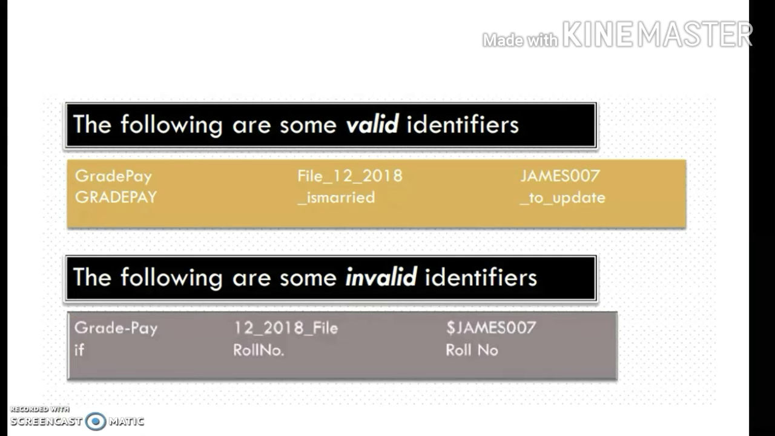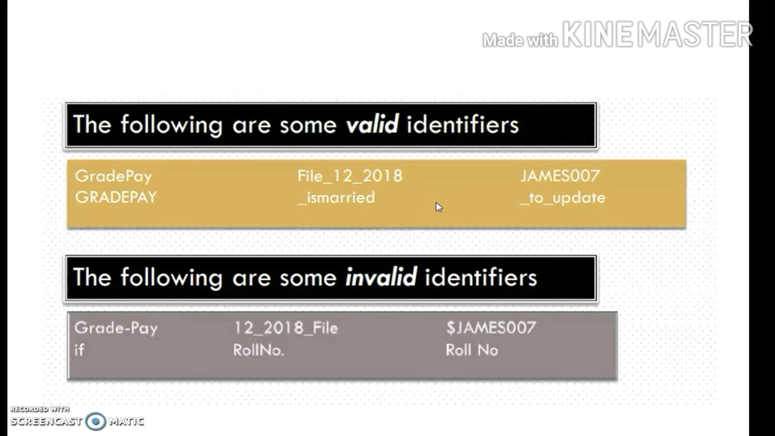Then these are the different examples for identifiers. This side has valid identifiers, this side invalid. First look at the valid ones. See, grade pay, only letters, both capital and small. Here a combination of letters, numbers and underscore. Here letters and numbers. Here all are capital. Here the first is an underscore, then small letters. Here two underscores, then a set of small letters.